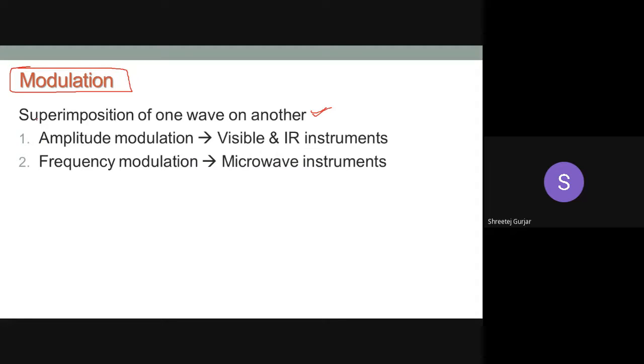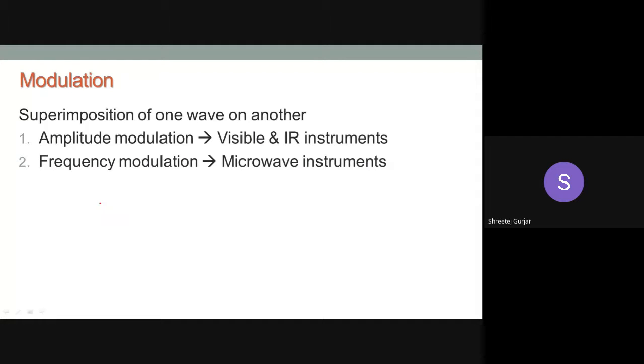In this modulation, we have two types. We have amplitude modulation and we have frequency modulation. Amplitude modulation we use for visible and infrared type of instruments, that is, instruments which use visible light and which use infrared rays. These two types of instruments use amplitude modulation. Whereas some instruments use microwaves, and these instruments use frequency modulation. So keep this in mind: we have two types, amplitude modulation and frequency modulation.